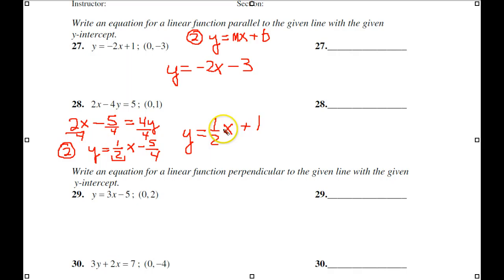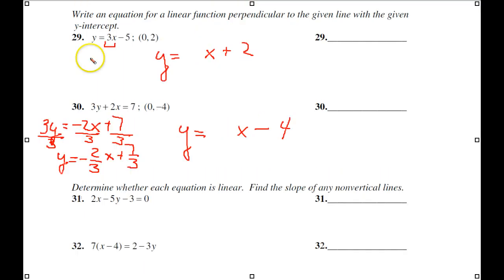Okay? Now we're going to do a similar thing for 29 and 30, but it's going to be perpendicular. So for these, again, we want to identify the slope. It's in formula 2 form. So 3 is our slope. So what would be the negative reciprocal of that? Negative 1/3 x, and then there's our y-intercept.